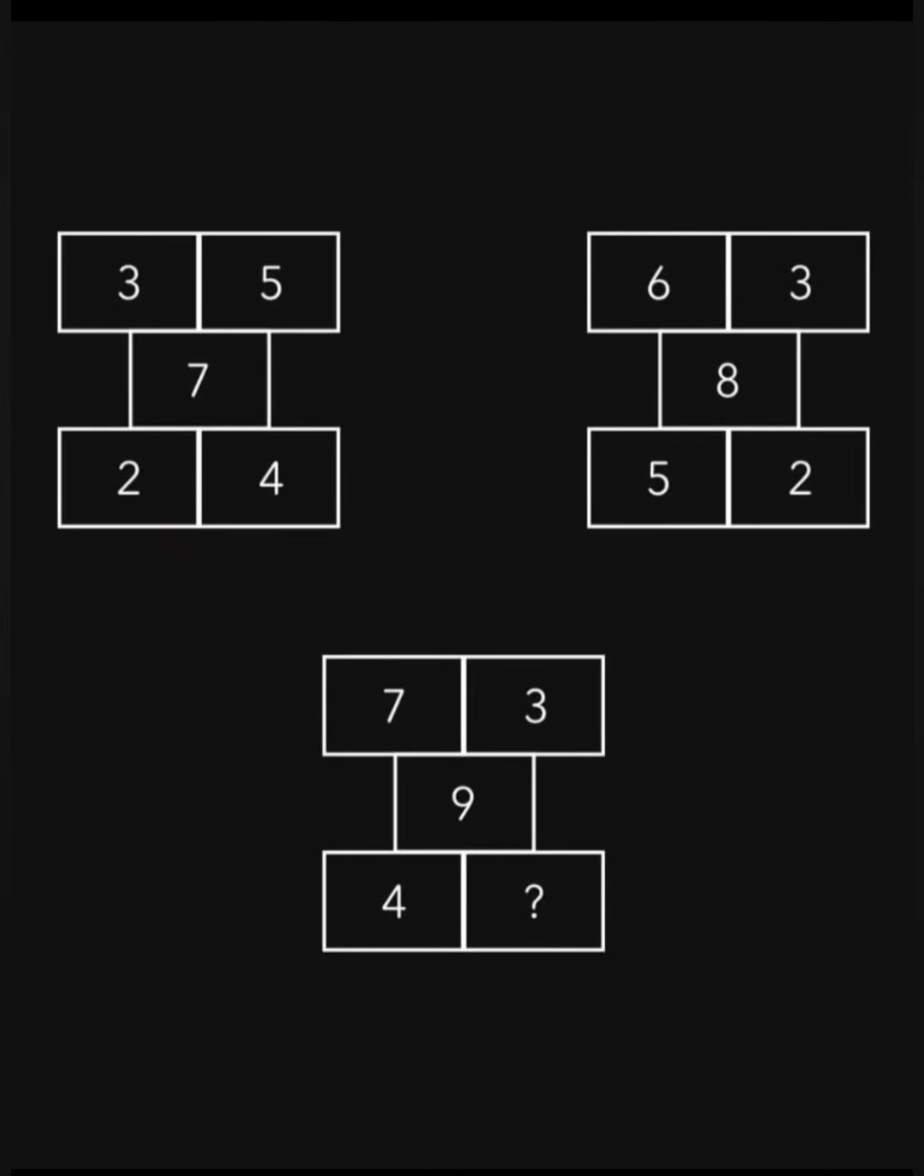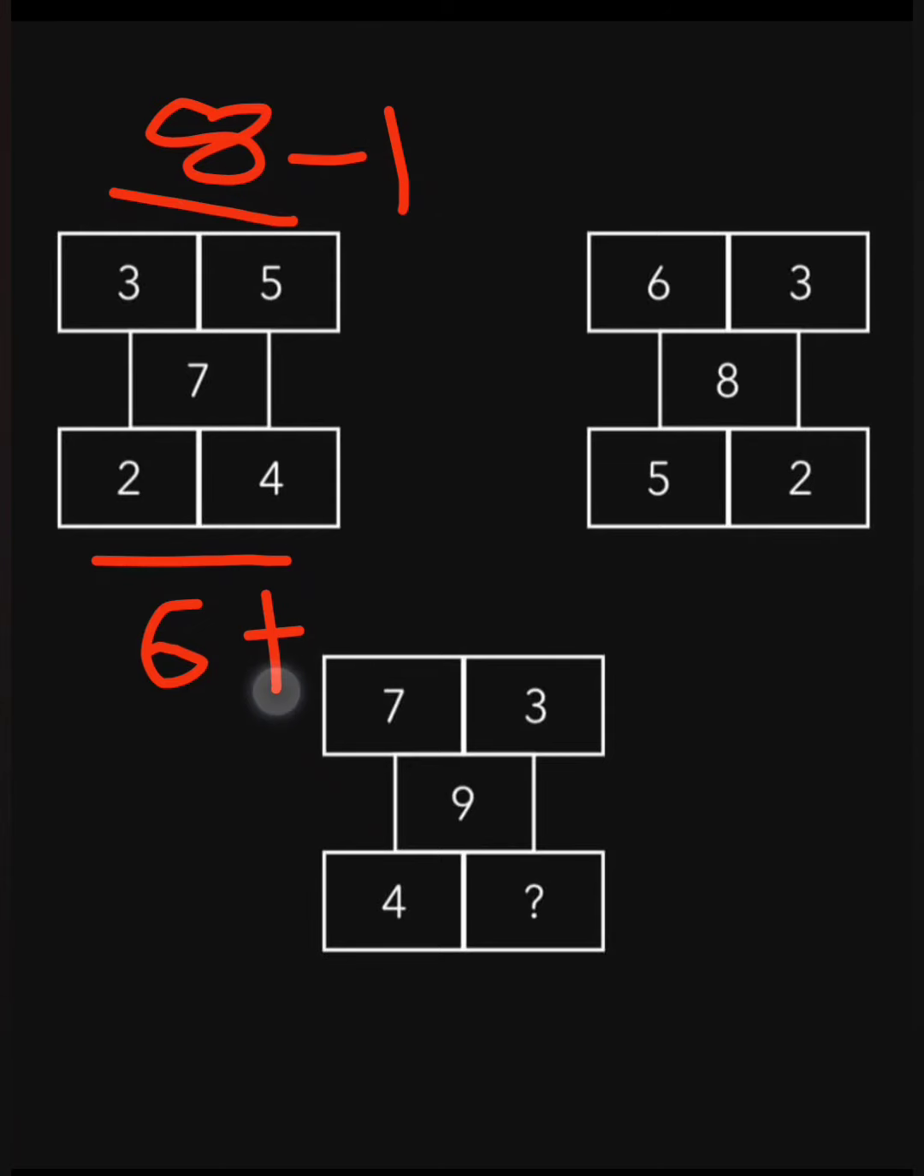Now the second solution is add the top row and the bottom row. This will give us 8 and the bottom will give us 6. So to come up with 7, what we have to do is minus 1 and plus 1. This will make our middle number 7.